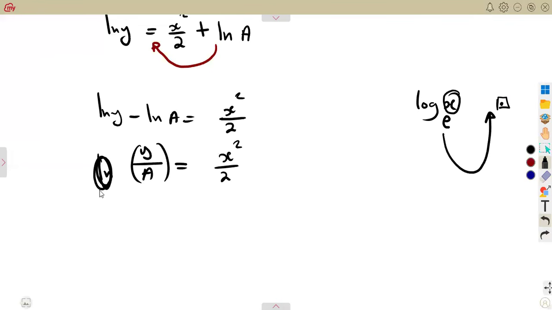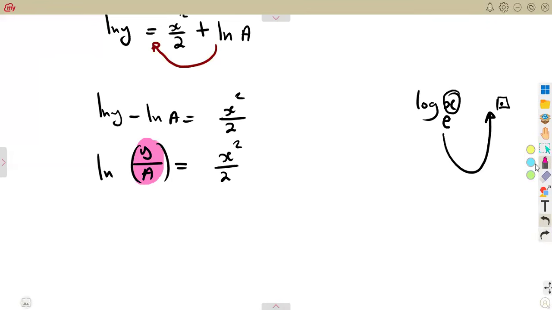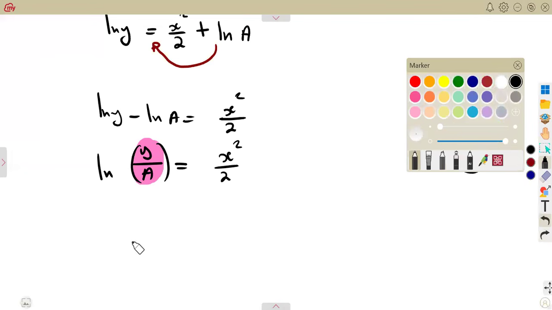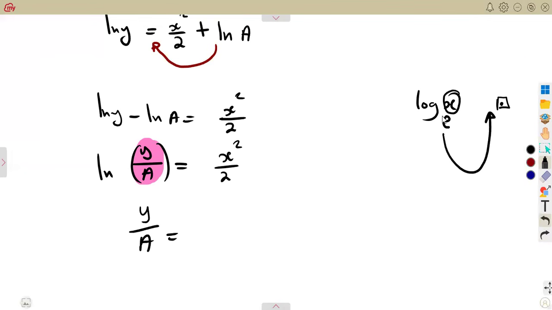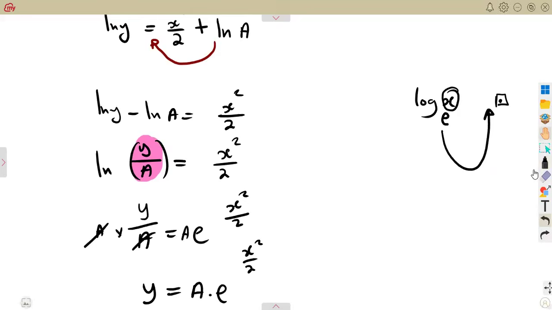If we were to write in terms of a log, we must know that there is a base of e. So what does it mean? It means the whole of this part, which is y over a, will be equal to e to the exponent of the answer, that is e to the power of x squared over 2. And then we can make y the subject: just multiply by a, and this side cancels. So at the end, y is equal to a times e to the exponent of x squared over 2. We have made y the subject of the formula.